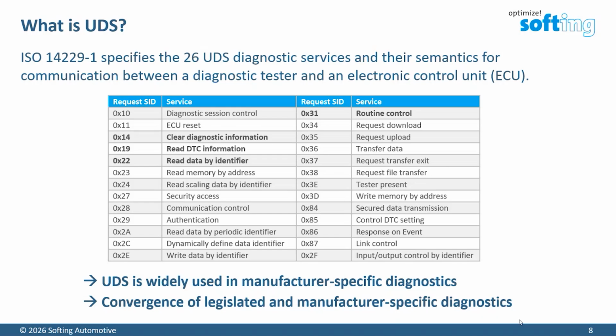But only the bold services are mapped to the new standards. So this is service ID 14, clear diagnostic information, service ID 19, read DTC information, service ID 22, read data by identifier, and 31, routine control. So these are the important UDS services for OBD on UDS and CEV on UDS. The benefit is convergence of legislated and manufacturer-specific diagnostics. We no longer have to distinguish between OBD modes and UDS services.